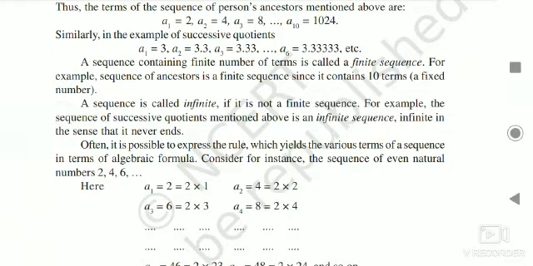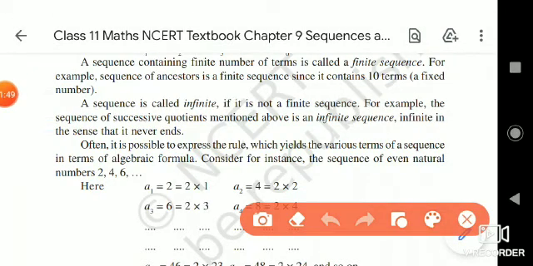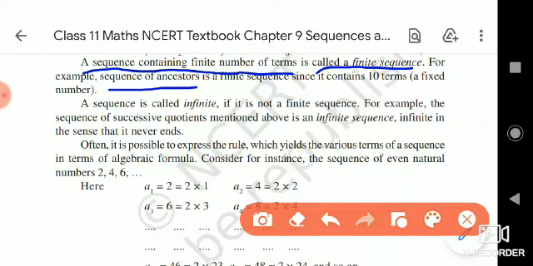There are two types of sequence. A sequence containing a finite number of terms is called a finite sequence. For example, a sequence of 10 terms, since it contains a fixed number of terms, which is 10. The number of elements in the sequence is 10. Therefore, such a sequence is called a finite sequence.